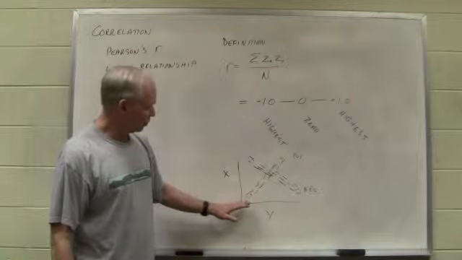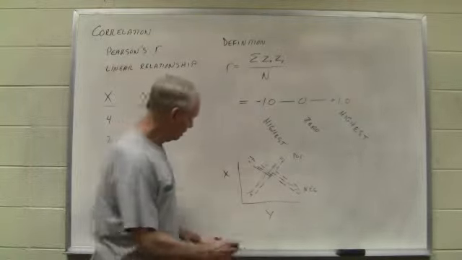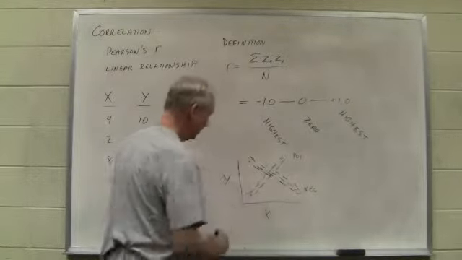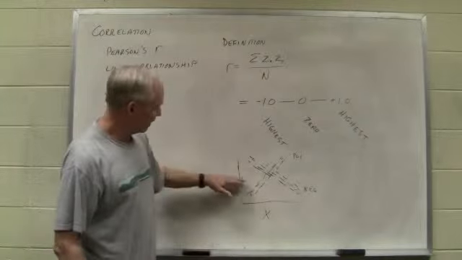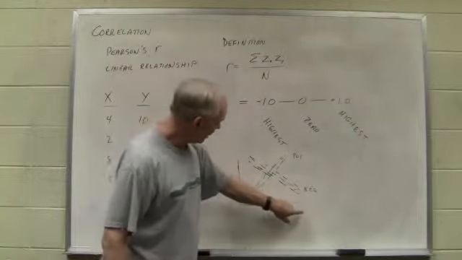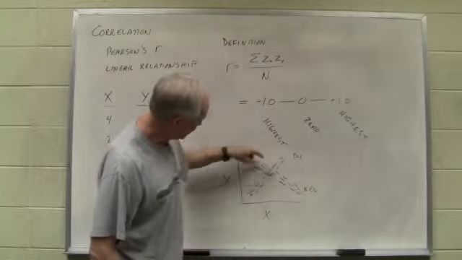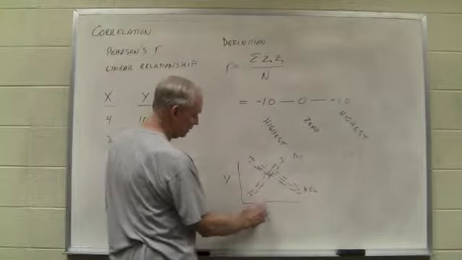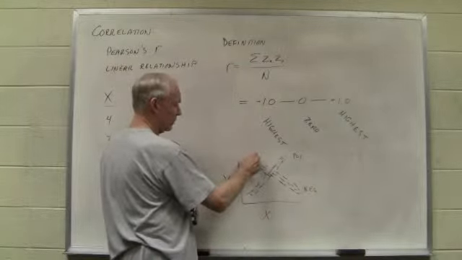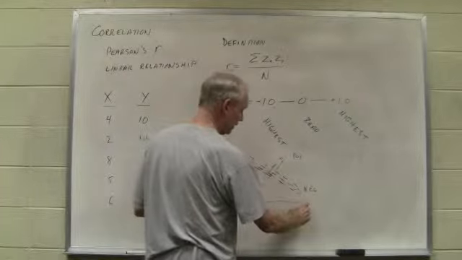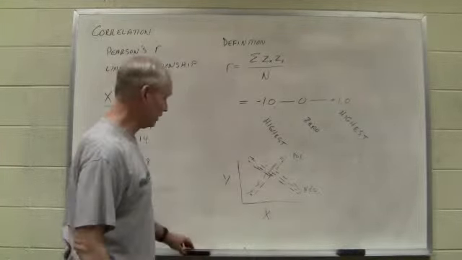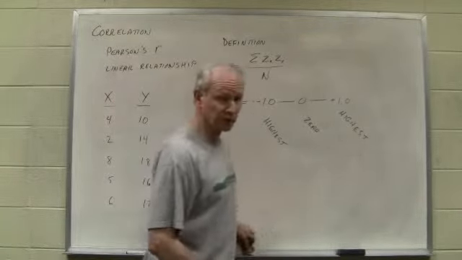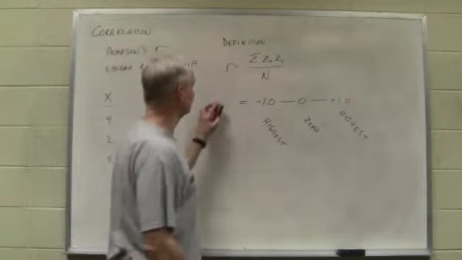A positive relationship is one where low, that's interesting, I switched x and y. Low x values would be accompanied by low y values. High x values would be accompanied by high y values. That's a positive correlation. Negative is just the opposite. With a negative correlation, low x values are matched up with high y values, or high x values are matched up with low y values. So when we do our calculations, we better come up with something between negative 1 and positive 1.